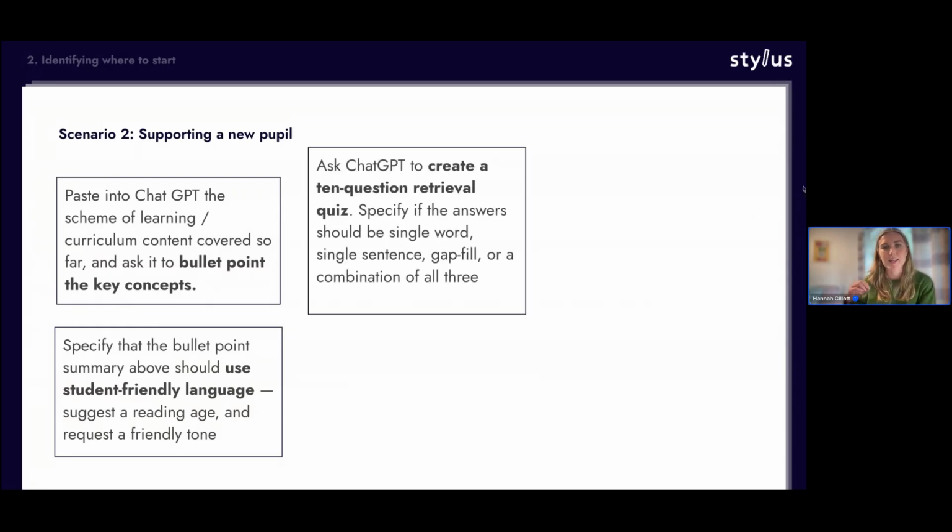We can go back and get it to generate retrieval quizzes. We can specify how we want those answers to appear. So maybe it's a gap fill, maybe it's a single sentence response, maybe it's a single word response, maybe it's multiple choice and you're asking them to select the correct answer, maybe it's all of the above. But again, it speeds up time by building those retrieval quizzes that can just be quick to mark. ChatGPT can even mark them for you, and you'll then be able to get a sense of how quickly they're catching up.